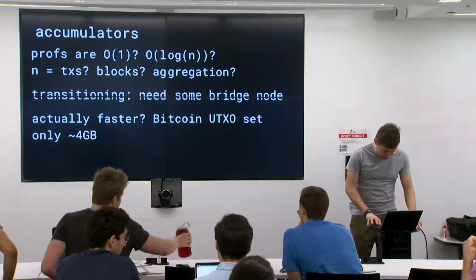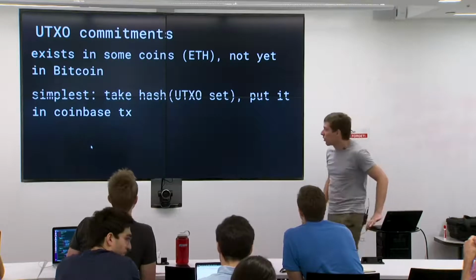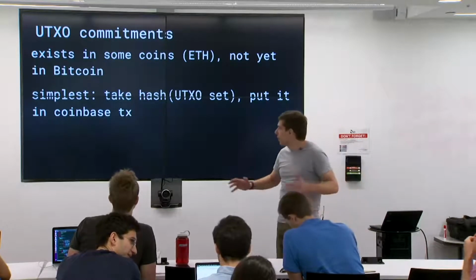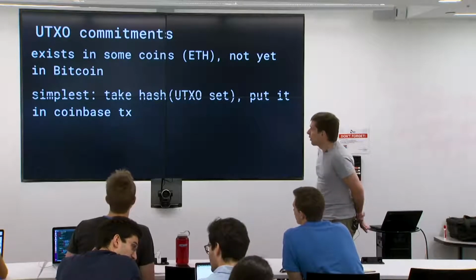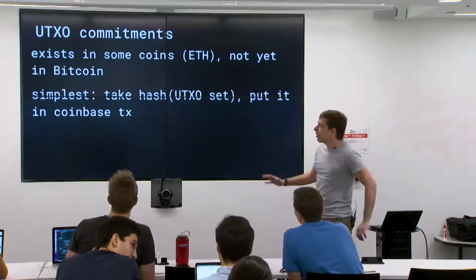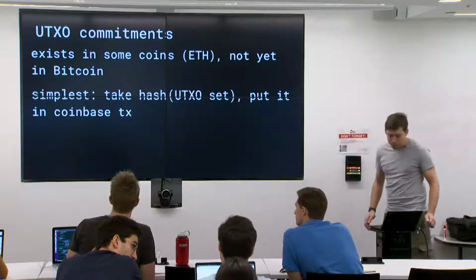Okay, other things I was going to talk about. Well, yeah. So I'll do the last one, and then we can maybe end a little early and talk about projects if you want. UTXO commitments, which is somewhat in the same region as accumulators, a little bit different idea.